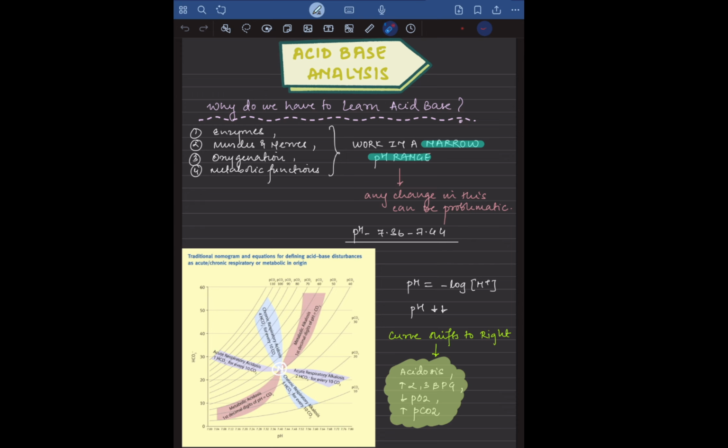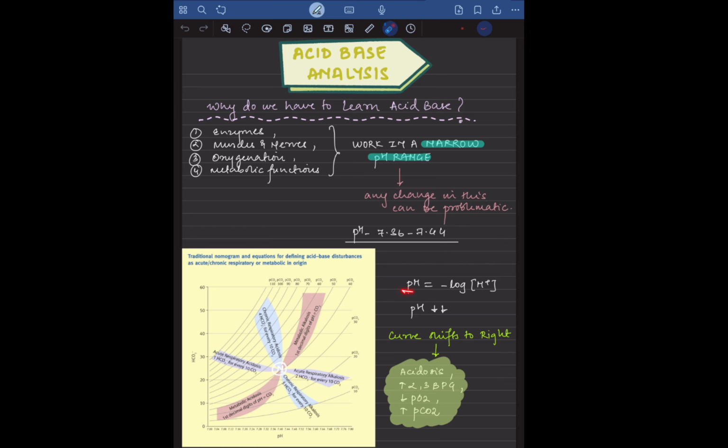Today, I'm going to discuss a rudimentary topic of our curriculum, acid base analysis. So, why do you think we have to learn acid base? The enzymes, the muscles, the nerves, and for oxygenation and metabolic functions, we have a very narrow therapeutic pH. This pH is in the range of, say, 7.36 to 7.44. So any change in this system can be problematic for us. That's why we have to maintain this pH.